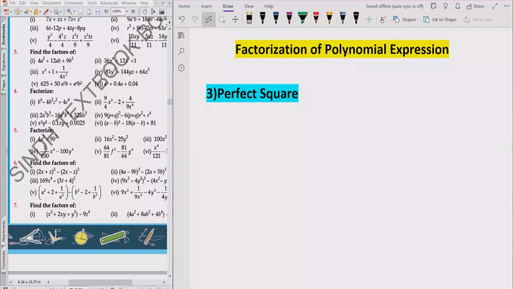Today we will learn about the factorization of polynomial expression. We have already covered two types: common factor in pair of terms and common factor in all terms.